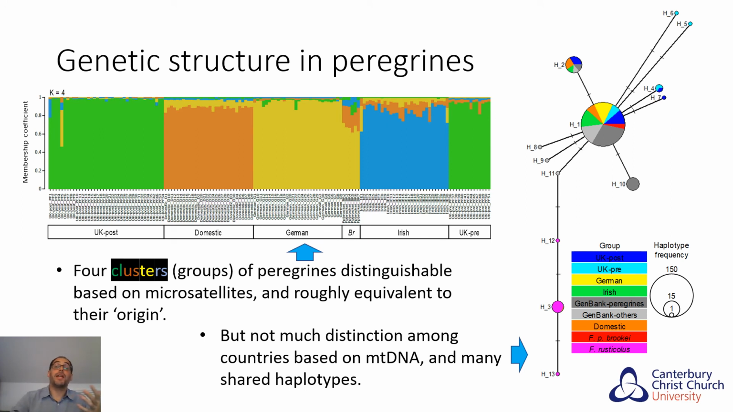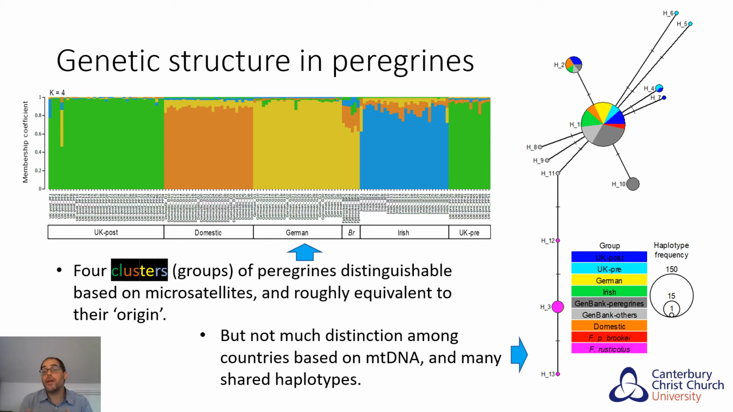Now that was in terms of the genetic diversity, but now we want to know how this diversity is structured in the populations. In our analysis, we discovered 4 clusters or groups. One is the UK post and UK pre, in this case the same color of green. Genetically, those 2 groups are very similar and they share the genetic variants. The domestic group is genetically different from all the others, as well as the German group, and the Irish group is also genetically different from all the others. So that's why we are talking about 4 different clusters, distinguishable based on microsatellite data.